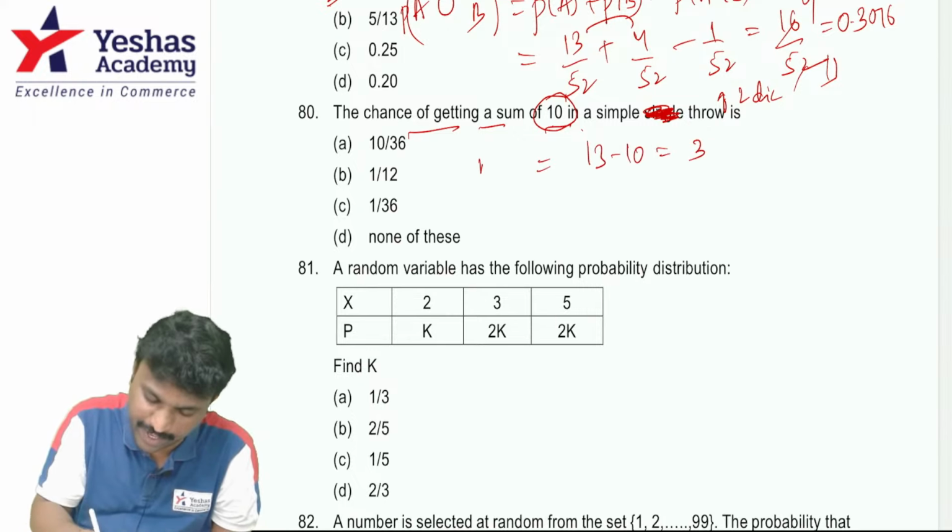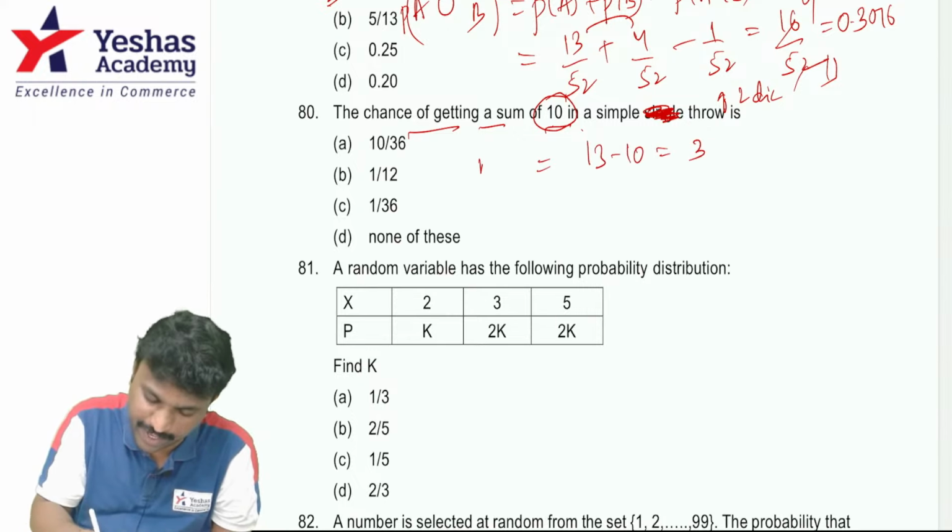N of S is 36. The probability is 3 by 36, which is 1 by 12. Option B is the right answer. You understood. See, hope you remember that. Sum up to 7, the favorable outcomes are sum minus 1. For sum beyond 7, the favorable outcomes are 13 minus that particular sum. The sum over here is 10. So therefore 13 minus 10 I did for n of A, which is favorable outcome, which is nothing but 3.